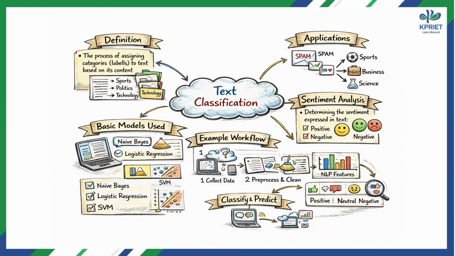Now we'll see about text classification. It is nothing but the process of assigning category labels to text based on the content. This is what we see in newspapers, like sports, politics, and technology. And applications include spam identification, and sports, business, science based classification.